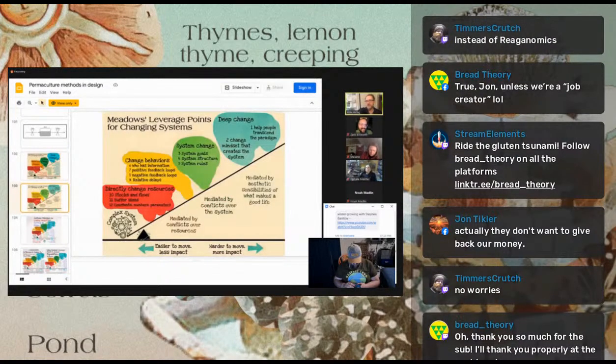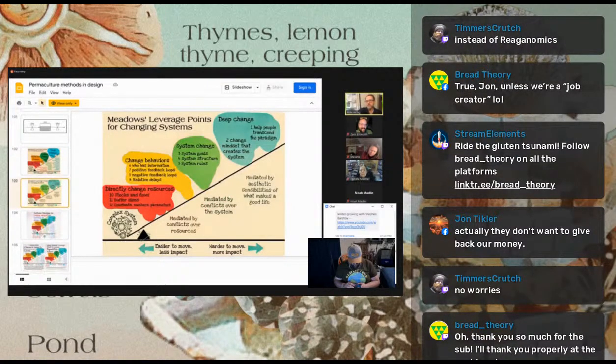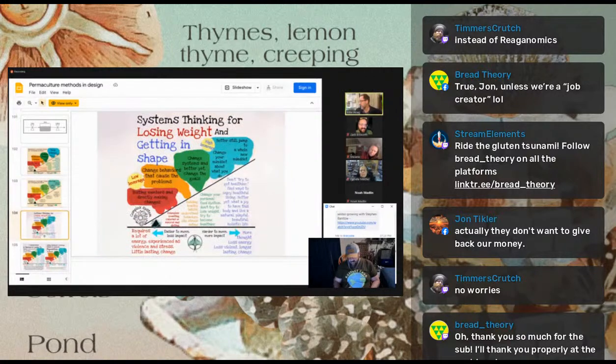We can apply this, for example, to health. A lot of people are concerned about their health. I've been losing weight and getting in shape because that's the way most people think about it, right? People set a goal to lose weight. What do they do? They focus first on the low leverage points, because Donella Meadows tells us that's where we look to all the time.